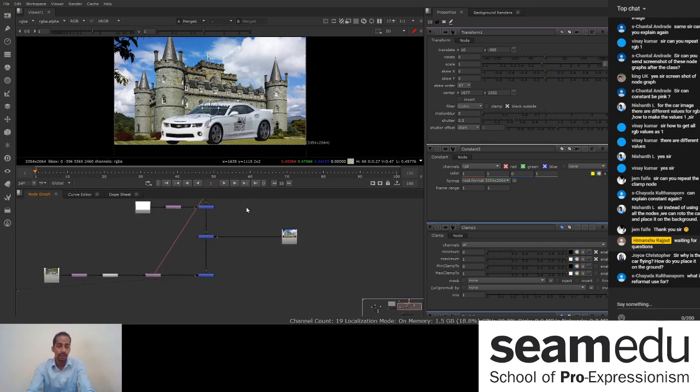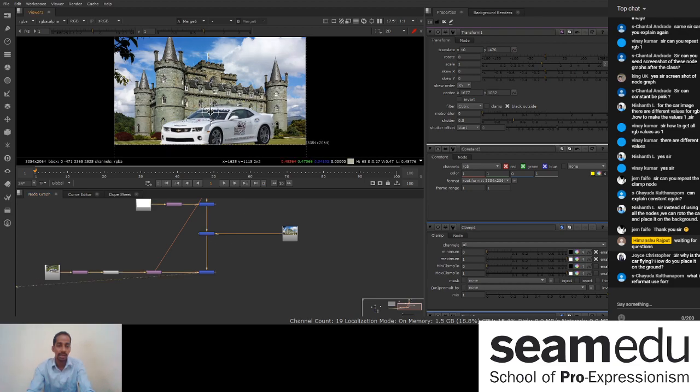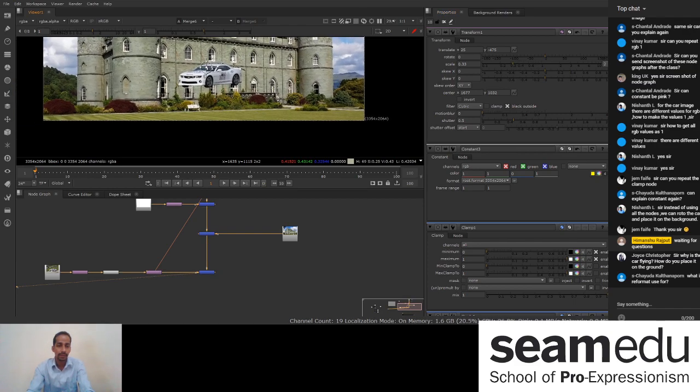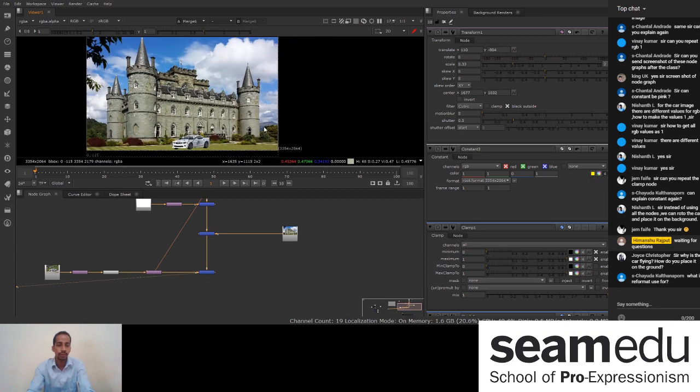All right. So this is how you can place the car, and you can resize as well and put it there. Hope this is fine for you, Joyce.